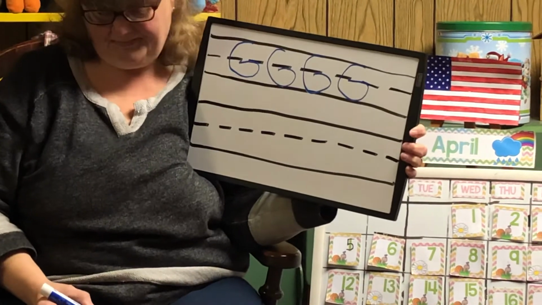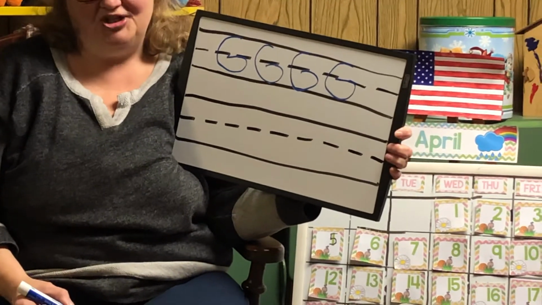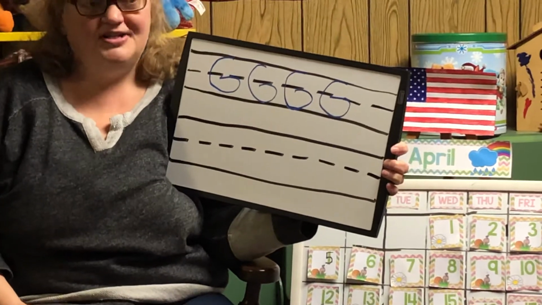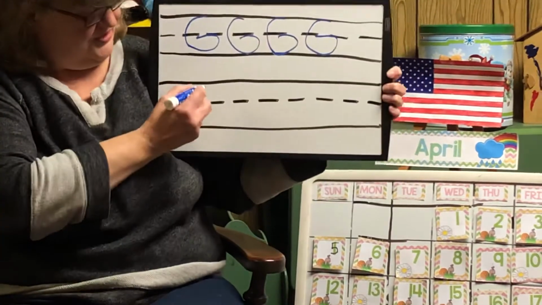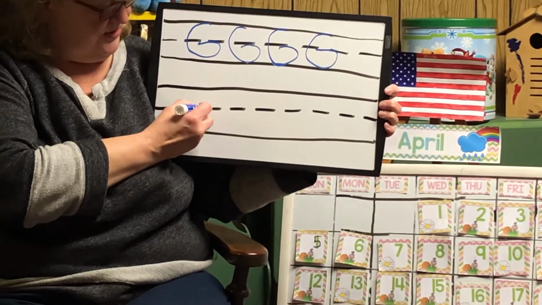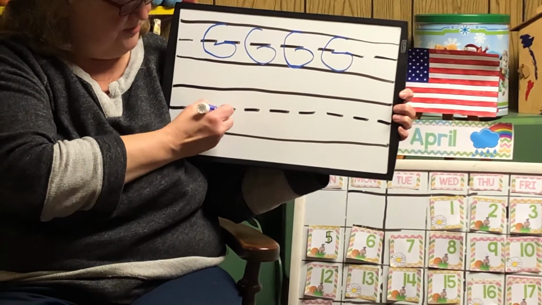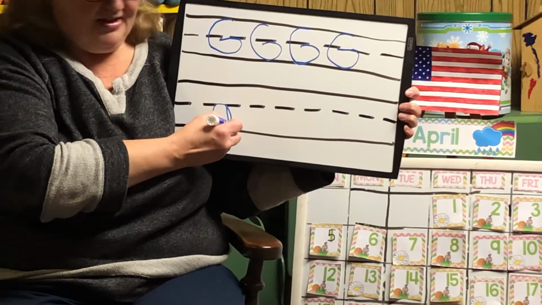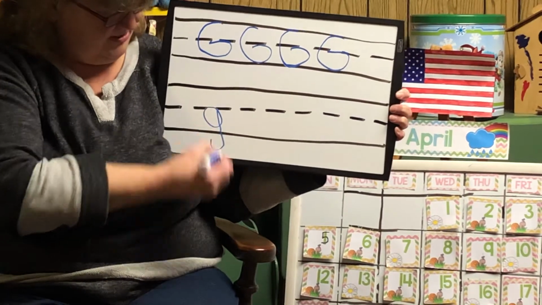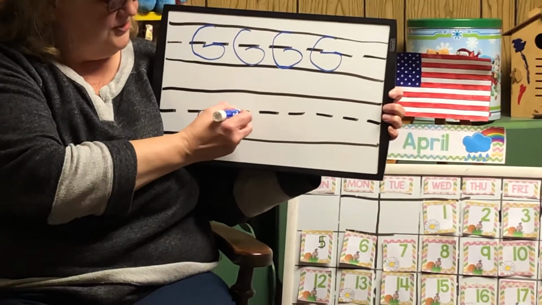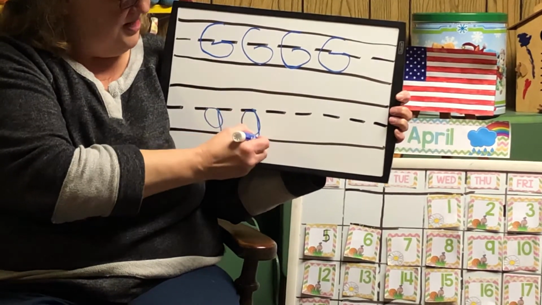Very good. Now the lowercase g is very similar to our lowercase a that we learned yesterday. So we make a circle and then we go down. But there you stop for the A, but for the G, you have to come all the way down and make a hook. Just like that. So it's a circle, down, and a hook.